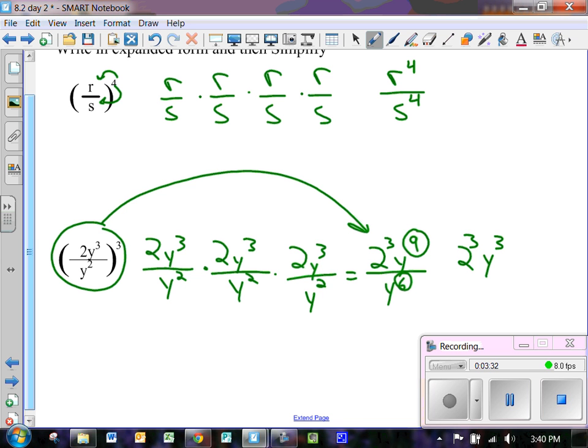So that would make the 2 to the third would come from that. Y to the 9th would be that distributed in. And then y to the 6th on the bottom would come from that.